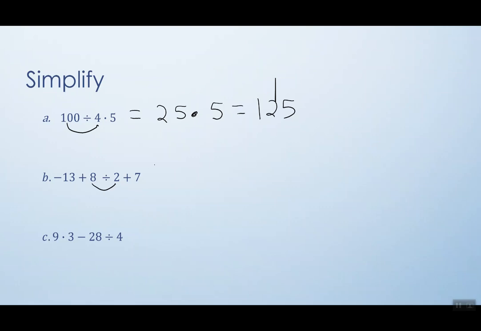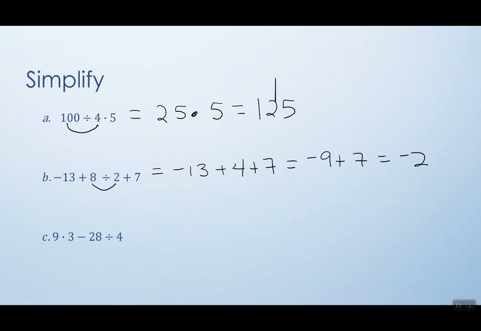Definitely I want to do this division. So hold on to the negative 13. 8 divided by 2, I'm going to add 4 and then add 7. Now we can just put these numbers together. Negative 13 and 4 is negative 9. When I add 7, I get negative 2.